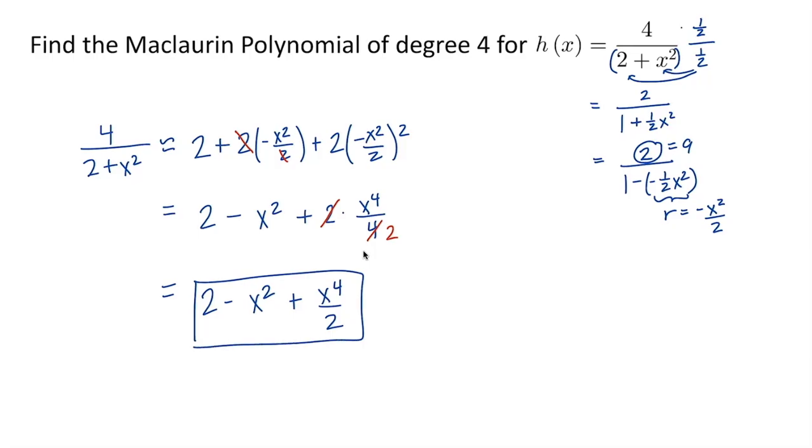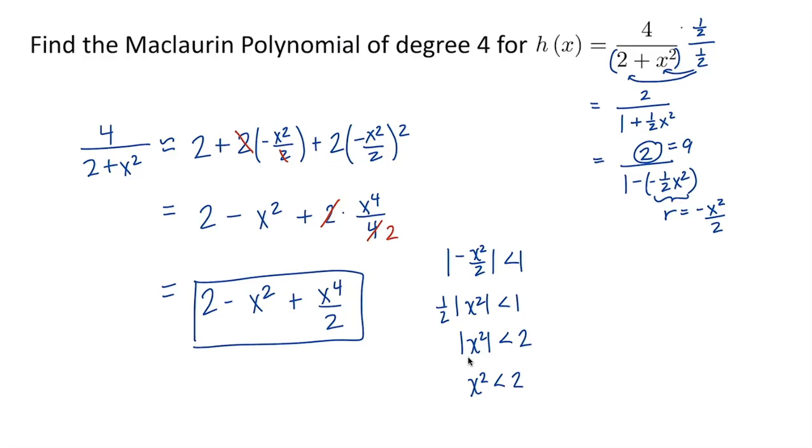But this only works when the absolute value of the common ratio, -x squared over 2, is less than 1. Okay, so the absolute value is going to ignore the negative. So the absolute value of x squared, and I'm going to pull the 1/2 out, is less than 1. Multiply by 2, the absolute value of x squared is less than 2. Well, absolute value and x squared is kind of redundant because absolute value makes things positive, but x squared is already going to be positive. So what we really have here is just solving x squared is less than 2.